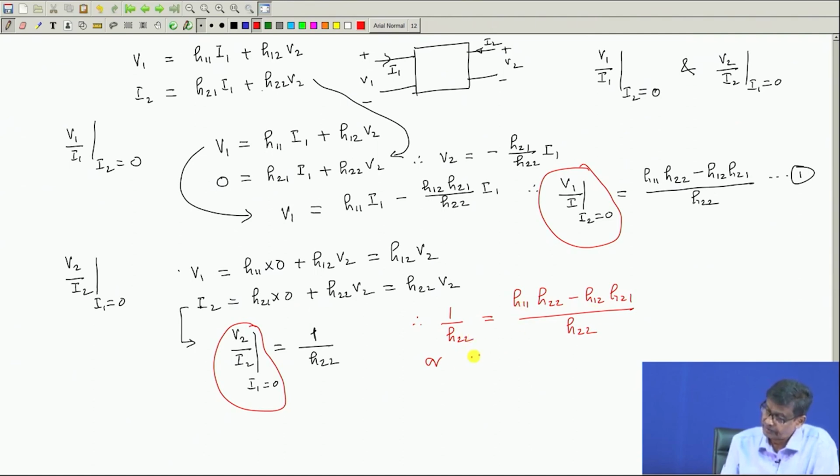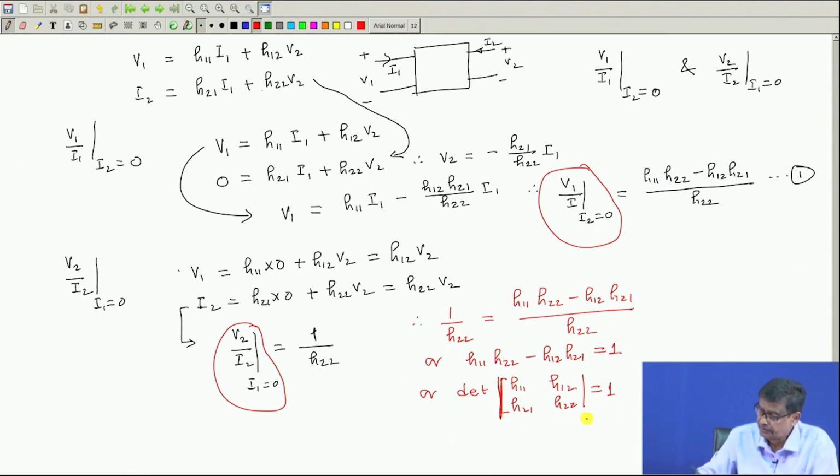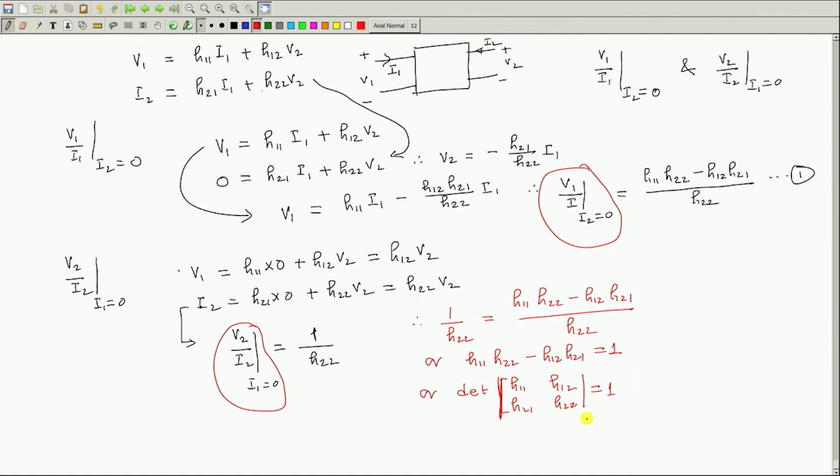Therefore, the condition is H 1 1 H 2 2 minus H 1 2 H 2 1 must be equal to 1. Or I will simply say the determinant of this matrix, H 1 1 H 1 2, H 2 1 H 2 2, must be equal to 1. This determinant, if it is 1, I am sure it is a symmetric two port network.